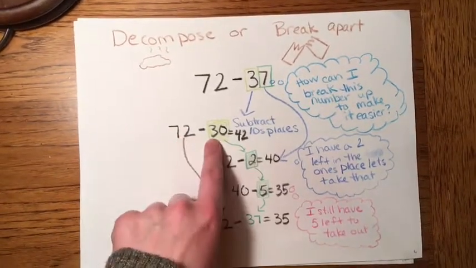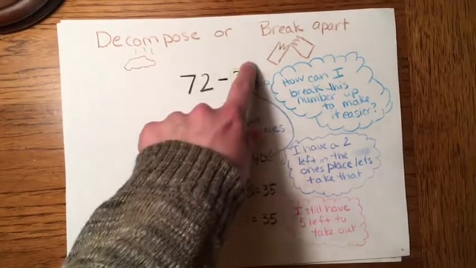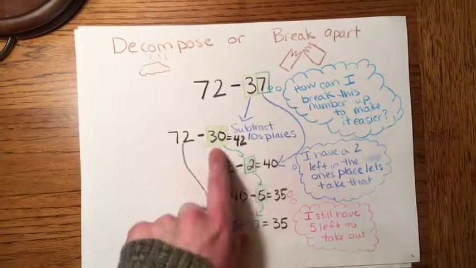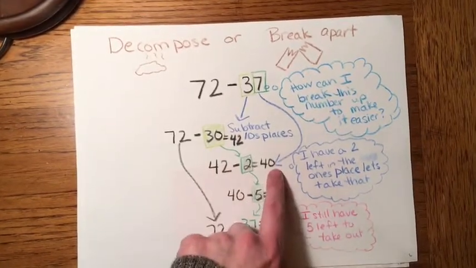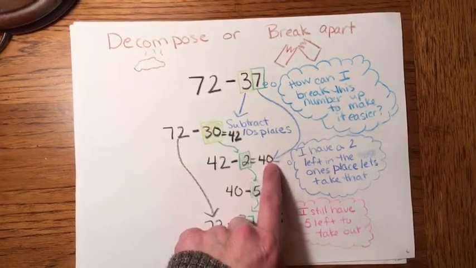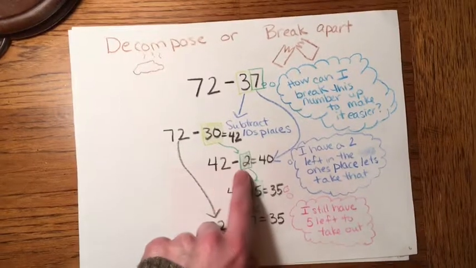So our 72 minus 30 is 42. But we're not done. We haven't used all of that 37 yet. So we want to look at this number 42. How can we make it so that there's a 0 in the ones place? So to make that a nice 0 there, we're going to take a 2 out.